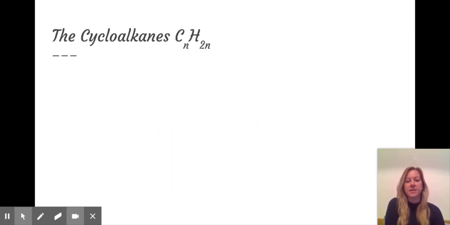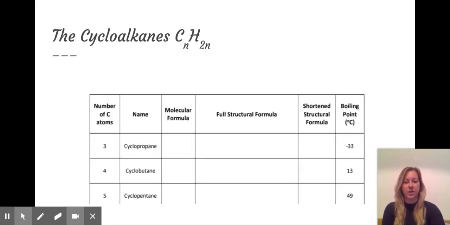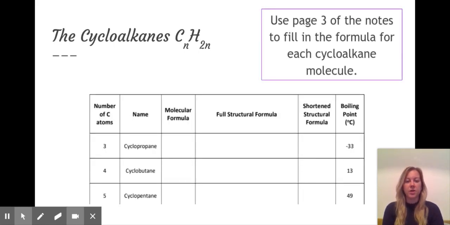Next family is the cycloalkanes. They are CnH2n. They are saturated molecules again, just like alkanes, but they are cyclic in shape, so they're kind of circular. Their general formula, as I said, CnH2n. Just like before, using Nat 5 knowledge, BBC Bitesize, whatever you like. These are on page 3 of the notes.